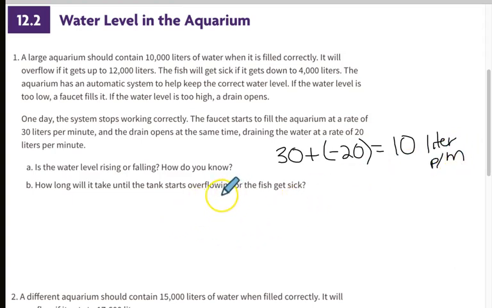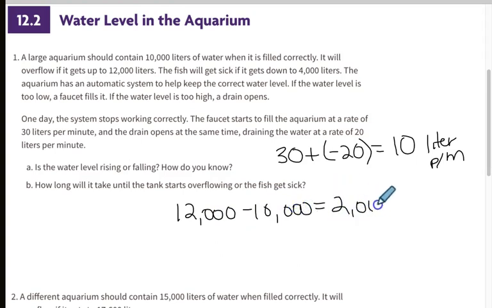How long will it take until the tank starts overflowing or the fish get sick? Well, we know it's filling because it's a positive. If it should contain 10,000 liters and it will overflow at 12,000, we can take 12,000 and subtract the 10,000 from it. That means we have 2,000 liters to work with. We know it is filling at 10 liters per minute. So if we take the 2,000 and divide that by 10, that means it's going to take about 200 minutes before the tank starts to overflow. So about 3 hours and 20 minutes or so is how long it will be until it overflows.